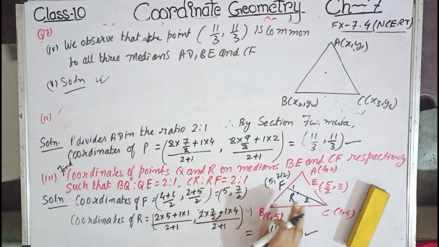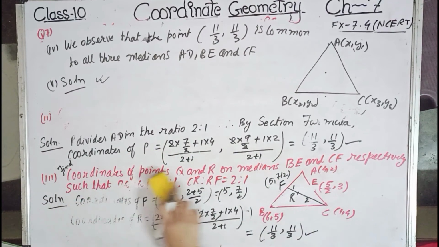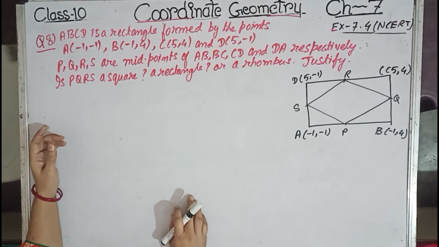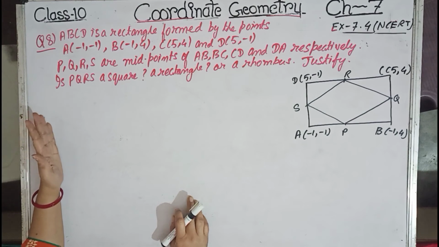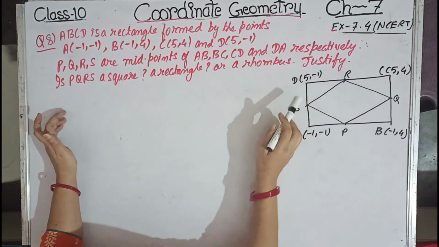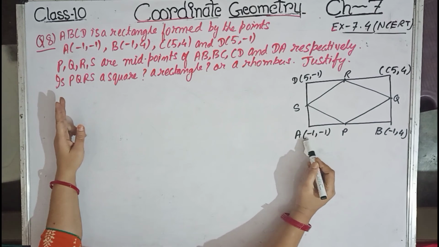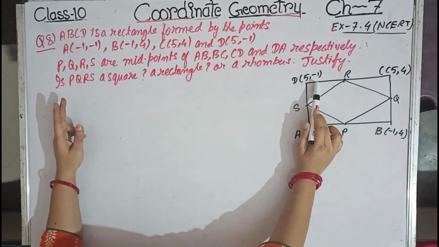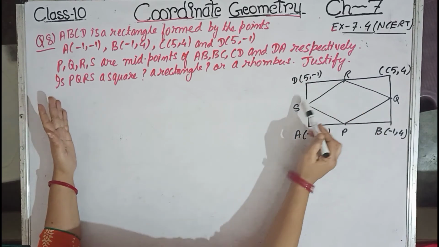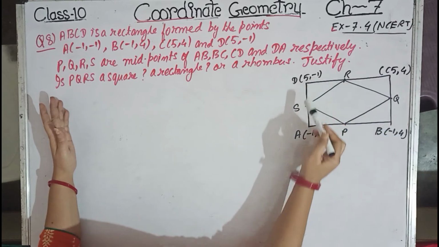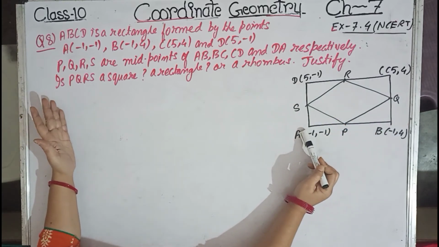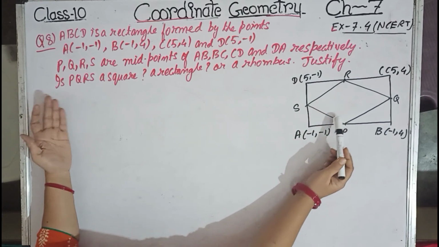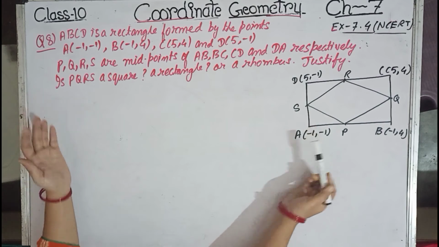Now let us move to question number 8. Question number 8 is saying that ABCD is a rectangle formed by the points A (-1, -1), B (-1, 4), C (5, 4) and D (5, -1). Also P, Q, R, S are the midpoints of AB, BC, CD and DA. The question is asking, is PQRS a square, a rectangle or a rhombus? And we have to justify our answer as well.